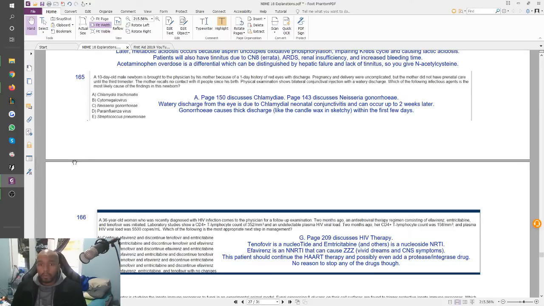Pregnancy and delivery were uncomplicated, but the mother did not have prenatal care until the third trimester. The mother recalls no contacts with ill people since his birth. Physical exam shows bilateral conjunctival injection with a watery discharge, which is a very important description. Which of the following infectious agents is the most likely cause?